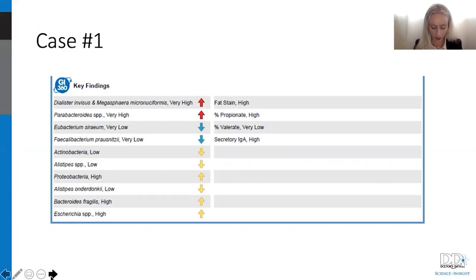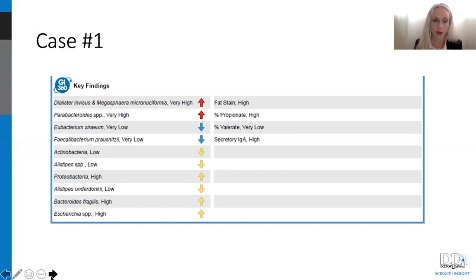The Parabacteroides are high for this patient, and those are associated with obesity and increased body weight. The Eubacterium is very low for this patient, and the Faecalibacterium prausnitzii is very low. That's important because Faecalibacterium prausnitzii is a key butyrate producer, and when the patient is low in butyrate, that is going to potentially predispose the colon to inflammation.